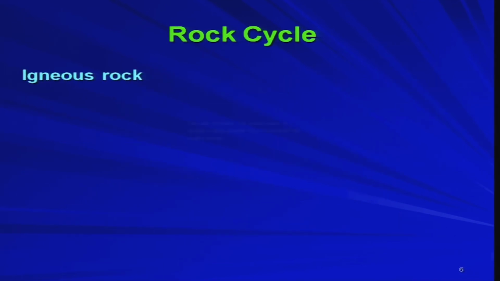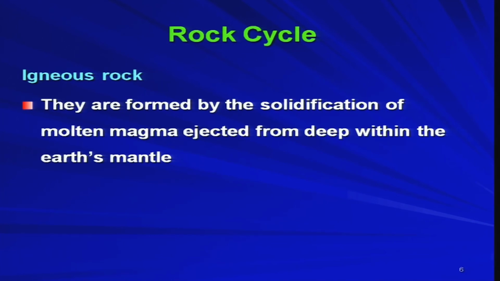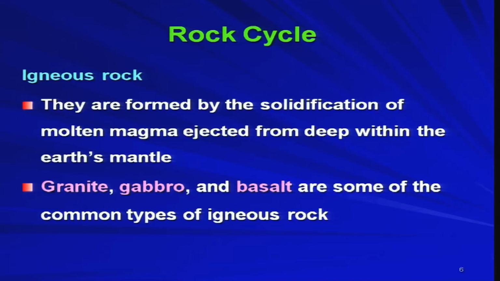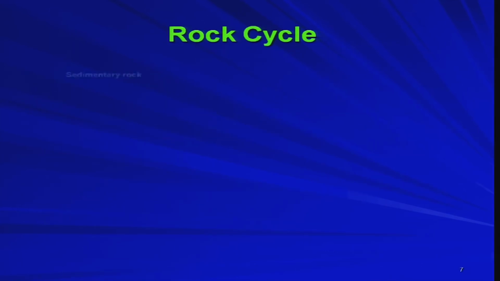Now, coming to the igneous rock. They are formed by the solidification of molten magma ejected from deep within the earth's mantle. As you know, from some volcanic eruption, if some molten magma comes out and ultimately solidifies, then it will form the rock which will be known as igneous rock. For example, granite, gabbro and basalt are some of the common types of igneous rock.